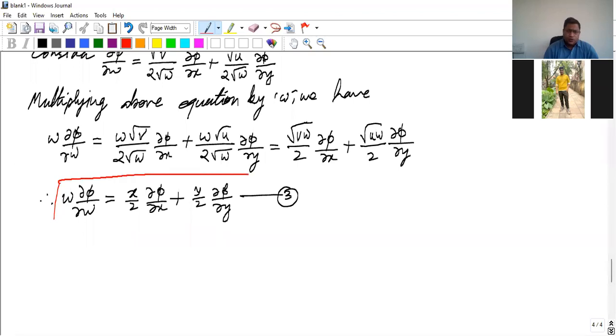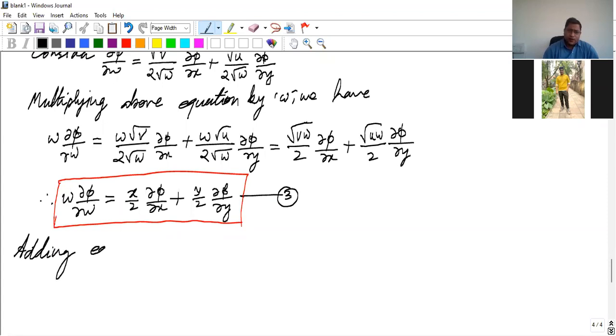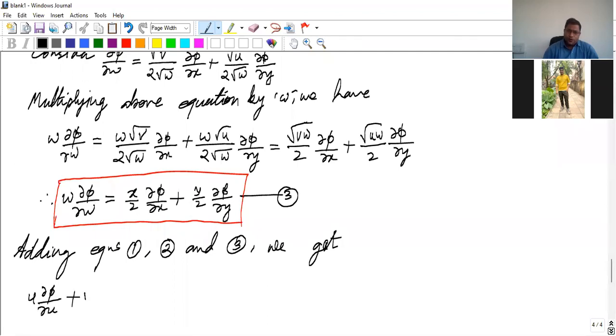So the term that we want to calculate is nothing but the sum of all these three equations. So let's add equations 1, 2, and 3. It will be u ∂φ/∂u plus v ∂φ/∂v plus w ∂φ/∂w.